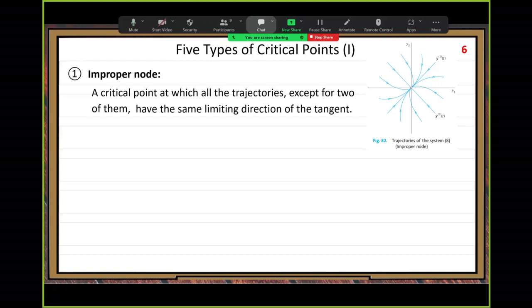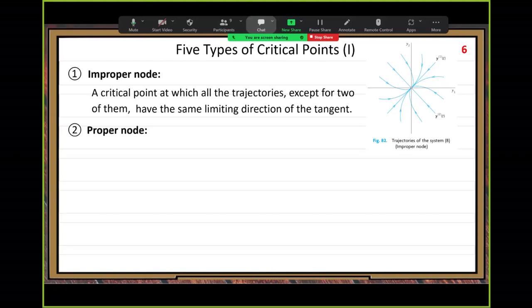If we don't look at these 2 straight lines, all other trajectories have a common tangent. But those 2 lines are different. So the limiting direction of the tangent, that's an improper node.